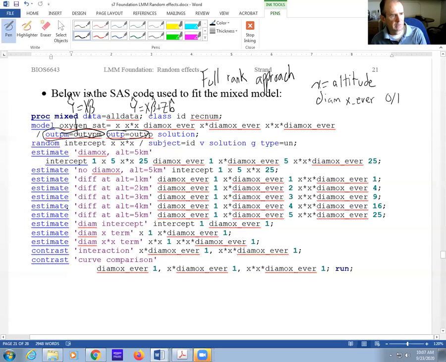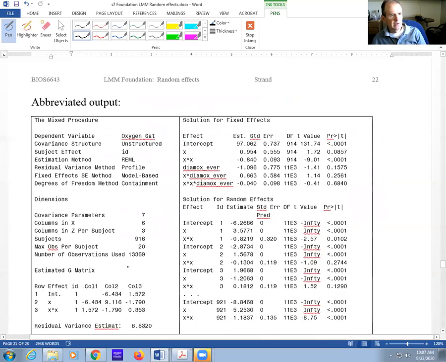And you see the different tests that I've conducted here and estimates. So at an altitude of 1 kilometer, what's the difference between the two groups? At 2, 3, 4, 5, and then is there interaction between, if you compare over altitudes, are there differences between the diamox ever and not ever groups? And then a curve comparison. So there's a number of tests that I've asked it to do. And here's the abbreviated output.